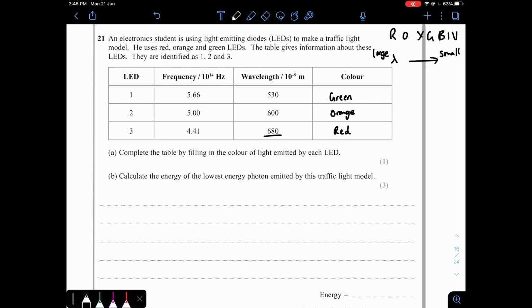Calculate the energy of the lowest energy photon emitted by this traffic light model. Now, how can we calculate the energy of a photon?